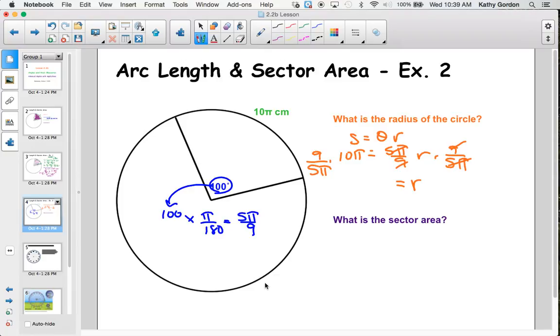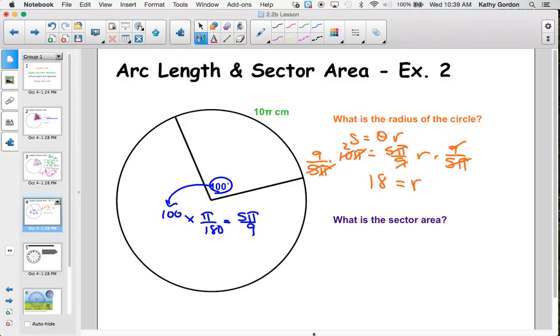Is it 18? 18. Okay, because our pi's will cancel. They're just factors like any other number. We can cancel out 5 from each of these, which leaves us with a 2. And so you ultimately end up with 9 times 2, which is just 18.